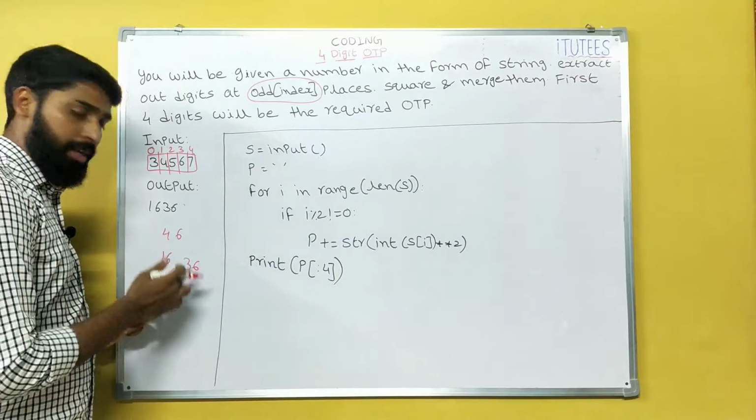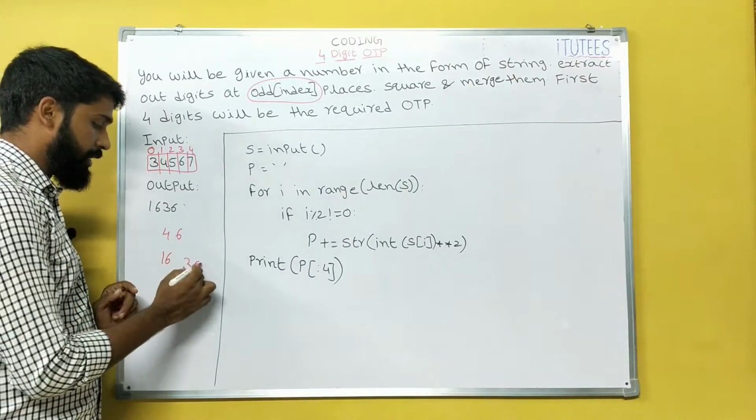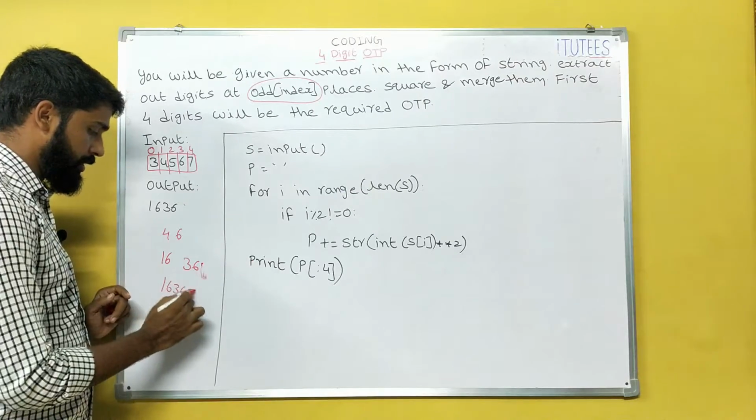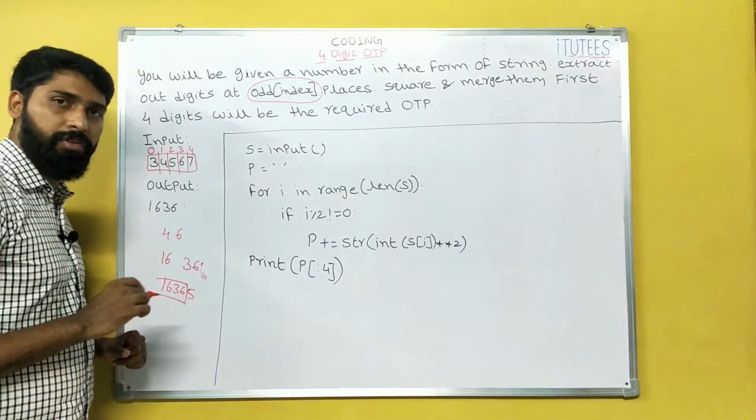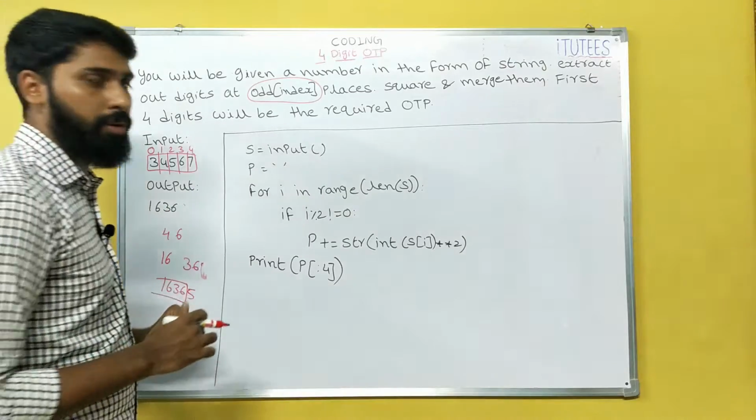If the length of this is greater than 4, for example it is like this, 1365, then also we are going to take only the first 4. Okay, now we see the program.